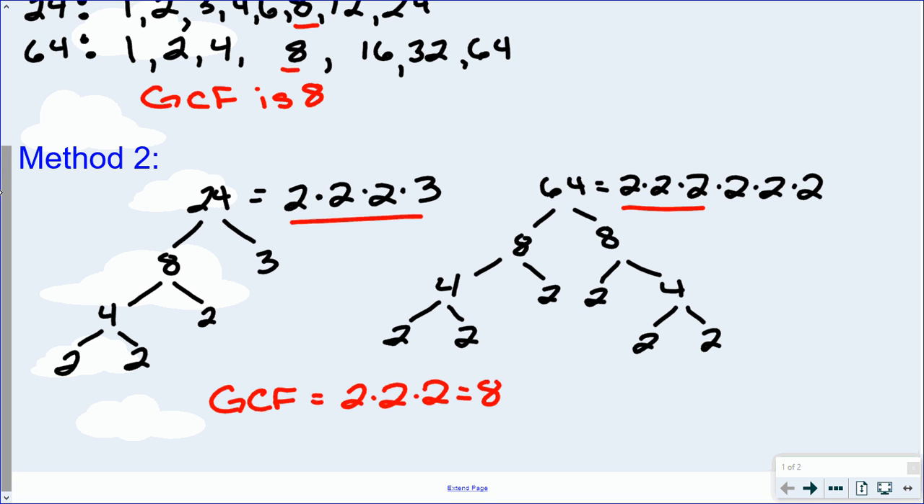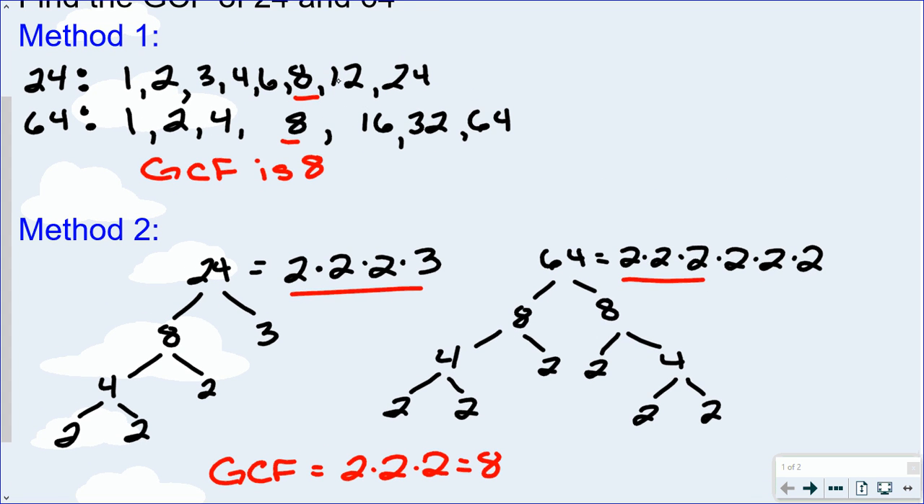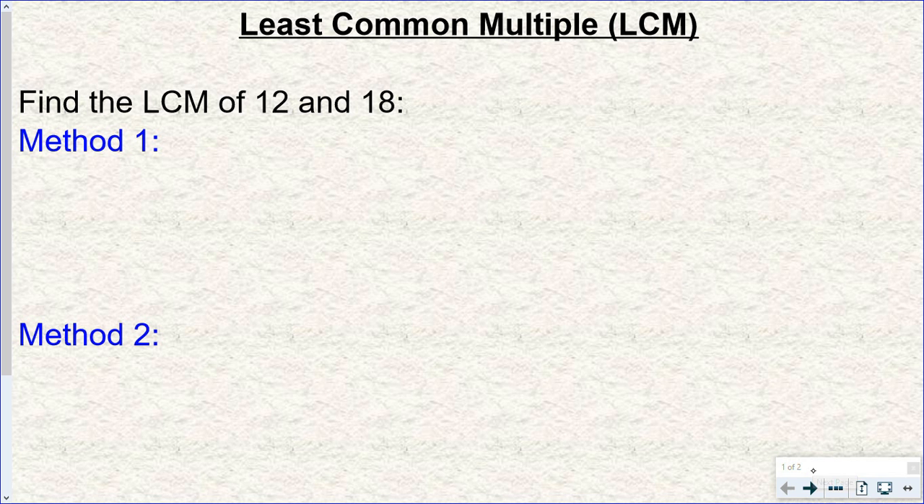So you can use either method. Method 1 is probably the easiest method. Method 2 you would really want to use if it's a really big number and you have no clue what the factors are. All right, so now let's look at least common multiple.